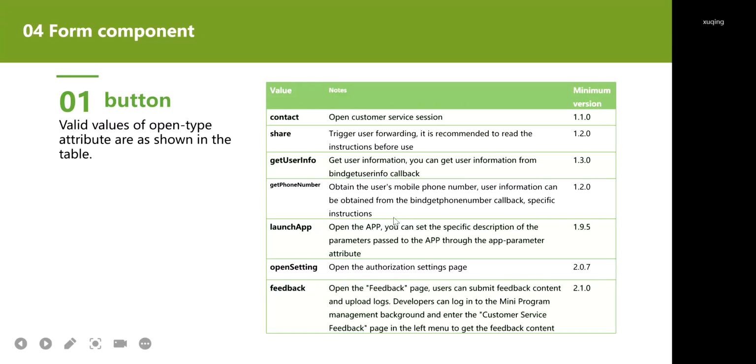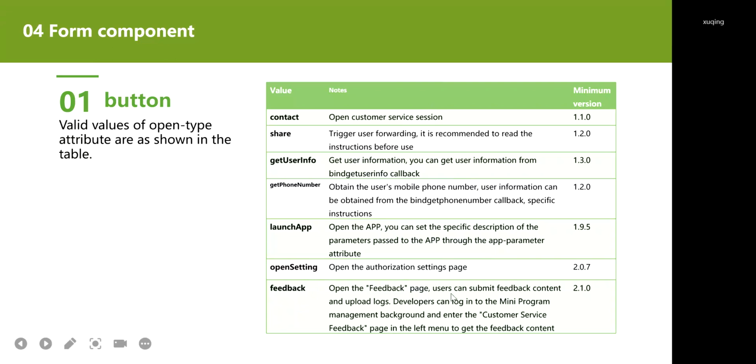We have get phone number to obtain the user's mobile phone number. User information can be obtained from the get phone number callback, with specific instructions. Launch app opens the app, and we can set the specific description of the parameters passed to the app through the app parameter attribute. We have open setting as a valid value to open the authorization settings page, and feedback to open the feedback page.